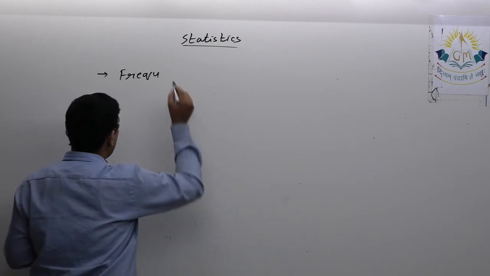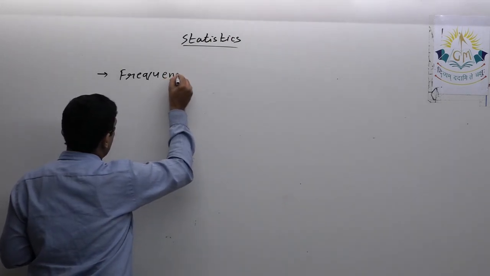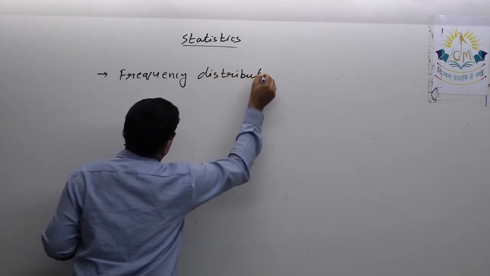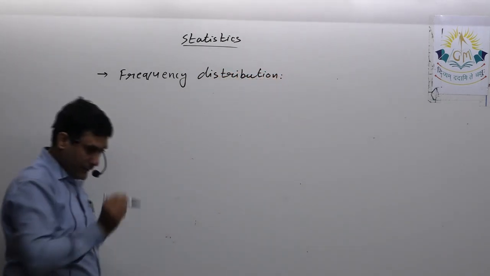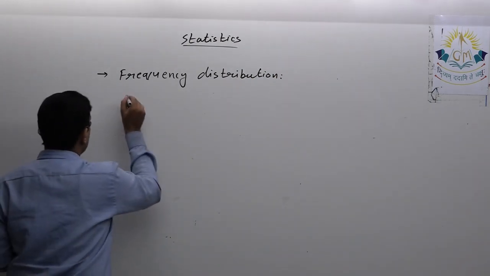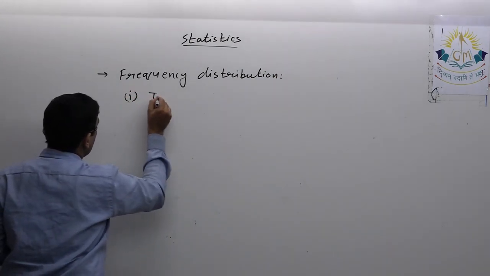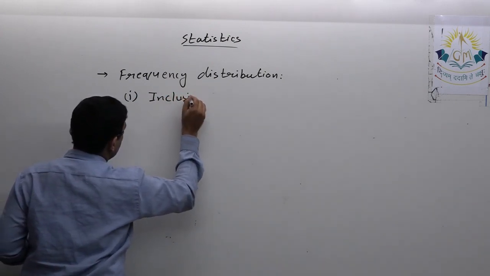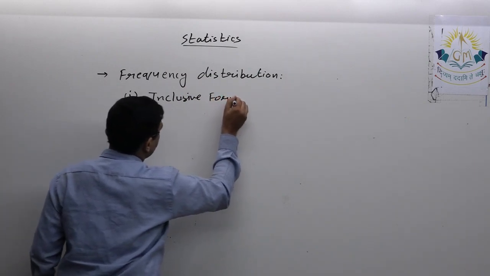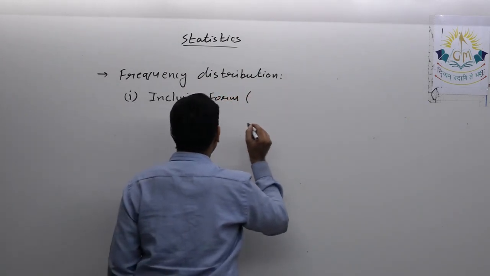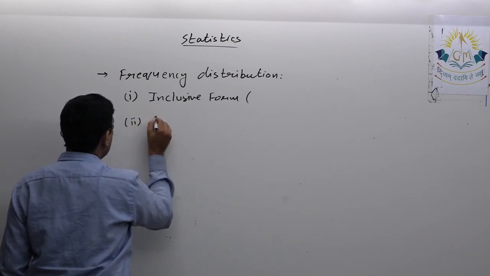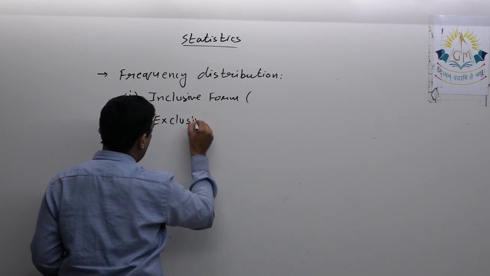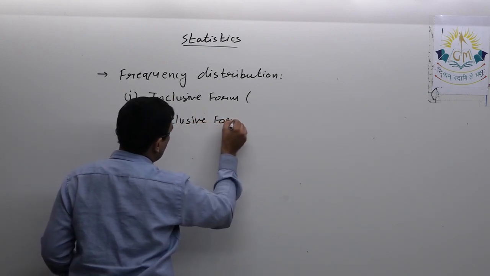So frequency distribution. Frequency distribution can be done in two ways. The first is inclusive form, and another one is exclusive form. Now, what inclusive and exclusive form are, we'll see in short.